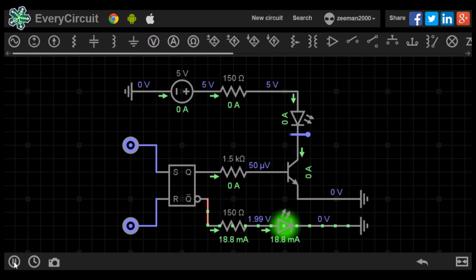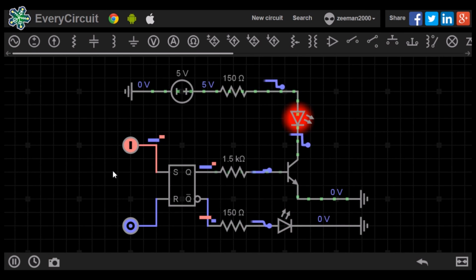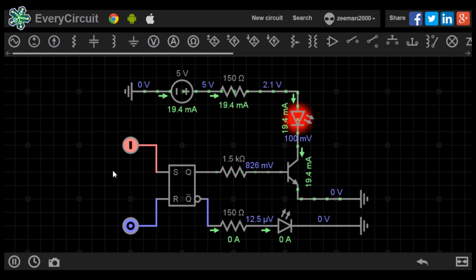When we play the simulation, the green LED is lit. The LED provides an indicator that the device is OK and the PIR has not been triggered. When someone passes the device and triggers a 1 signal to the set input, Q goes high, turning on the red LED and alerting the user that the device has been tripped by a person entering the area. The green LED is now off.